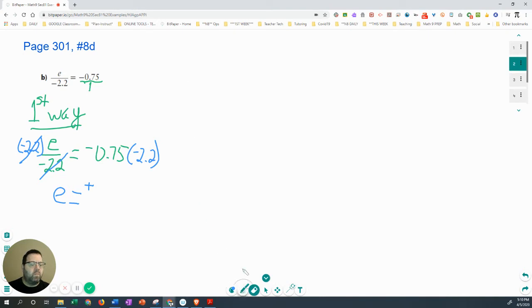0.75, or 75 hundredths times 2.2. Now you notice I'm not putting the signs in because I've already decided my answer is positive. So 5 times 2 is 10, carry the 1. 2 times 7 is 14, plus 1 is 15. We need a placeholder 0. 2 times 5 is 10. We're just going to use that one again. 2 times 7 is 14, plus the 1 that was carried is 15.